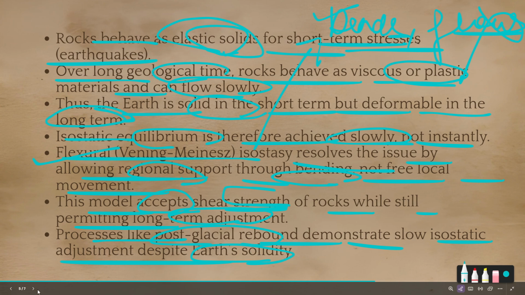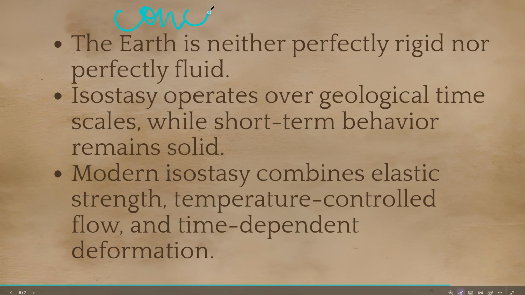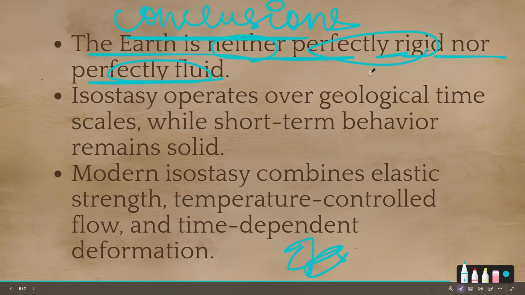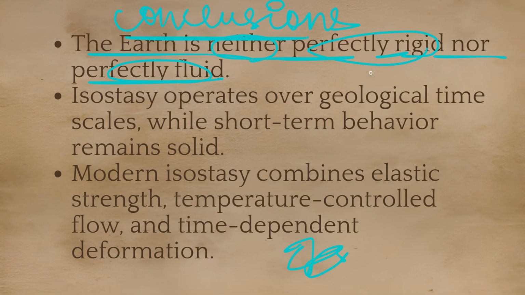So these are some conclusions that we have made from all the things we have studied so far: the Earth is neither perfectly rigid nor perfectly fluid. If you said it is perfectly rigid, the whole concept of isostasy would go away. But if you say it's completely fluid, then how are mountains forming, and we can see the tides in the oceans. So these things say that the Earth is solid, but isostasy and similar concepts say the Earth has some fluid-like region in it as well.